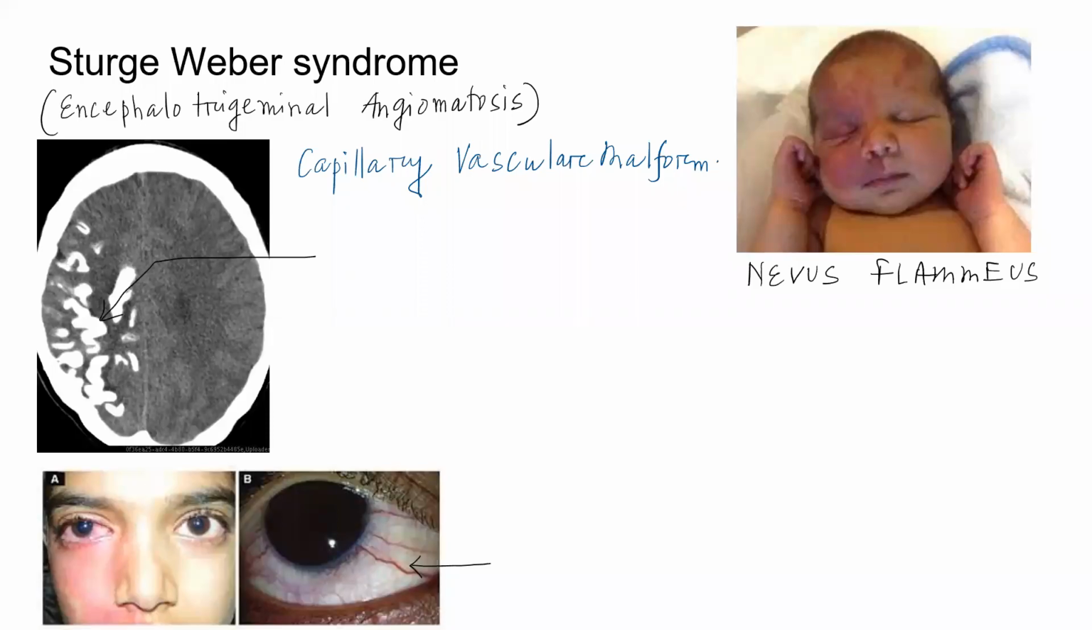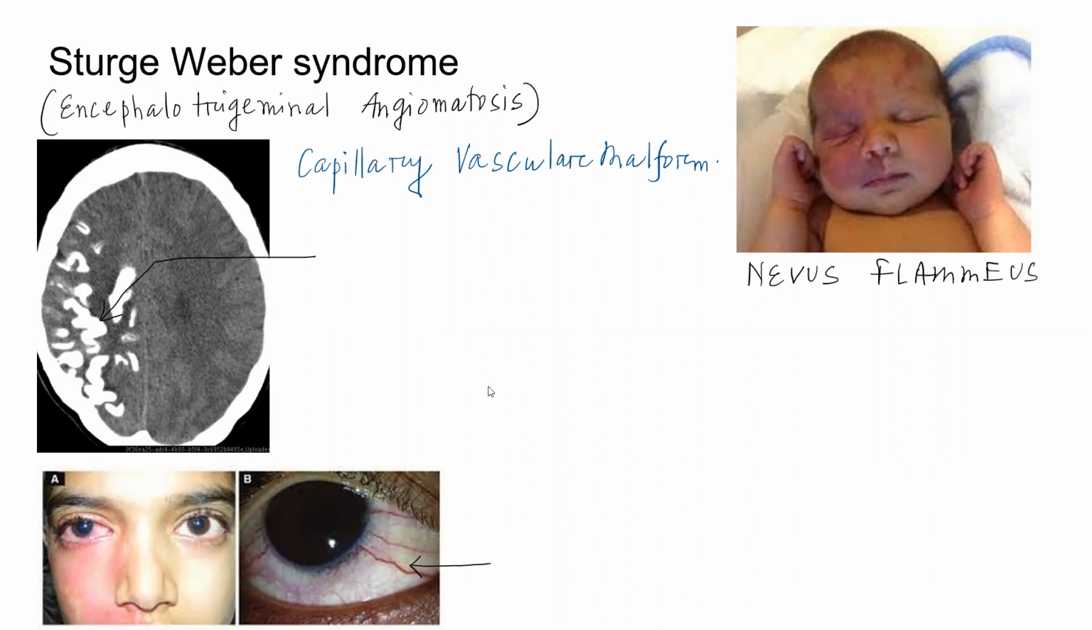Hello friends, in this video I am going to discuss another neurocutaneous syndrome, that is Sturge-Weber syndrome. The first point you have to remember is that Sturge-Weber syndrome is not inherited, though it is congenital. I have already told you that most of the neurocutaneous syndromes show autosomal dominant pattern of inheritance, but Sturge-Weber syndrome is an exception. It is caused by somatic mosaicism in the gene GNAQ. So this is the gene that is affected in Sturge-Weber syndrome, and it is not inherited.